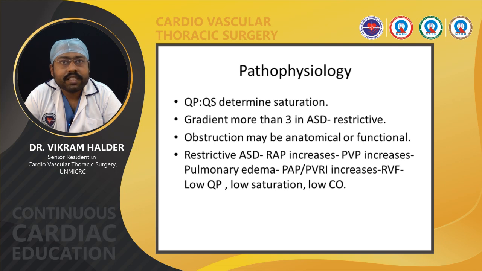In case of restrictive ASD, right atrial pressure increases, and that causes increased pulmonary venous pressure, and as a result pulmonary edema may develop, and pulmonary artery pressure and pulmonary vascular resistance increase because of that, and that may cause right ventricular failure and low QP, pulmonary blood flow, low saturation, and low cardiac output.